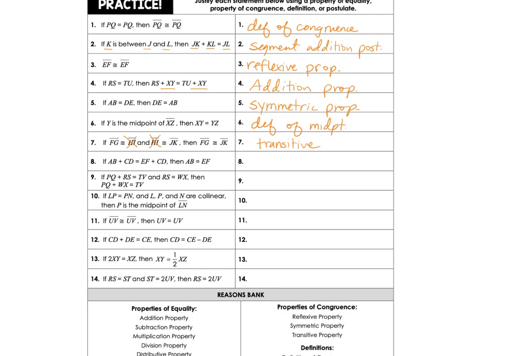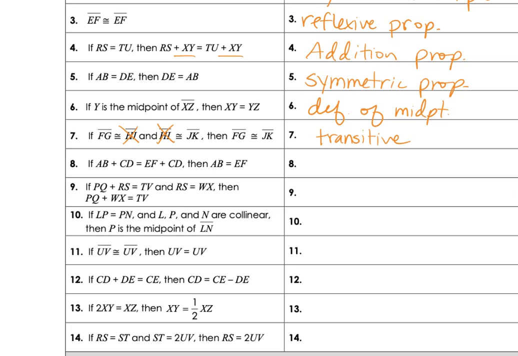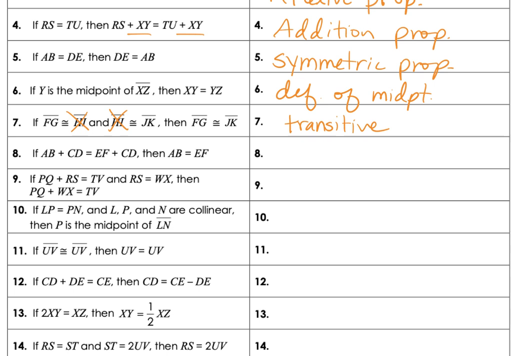Okay, I'm going to let you finish those next 7 on your own or with someone near you. See if you can get them. Tell me what you got on number 8. Subtraction. Yeah, look what happens. If we take away a CD here and take away a CD there, this is what we end up with. So that's the subtraction property on number 8.